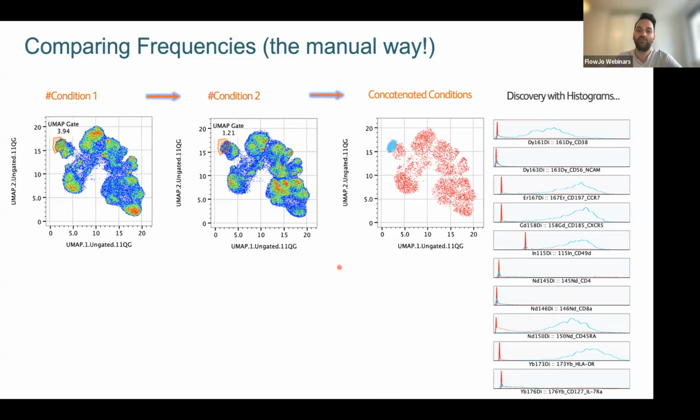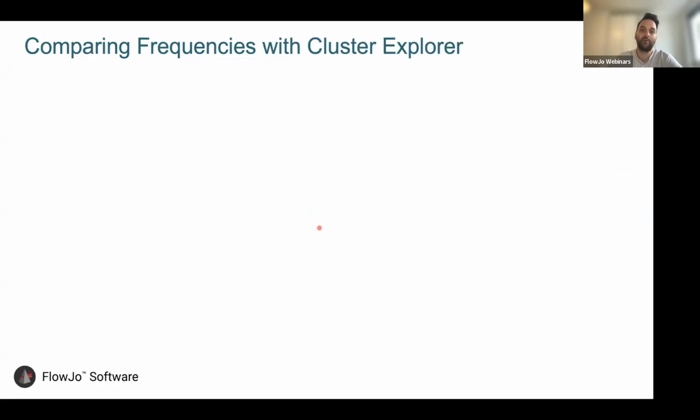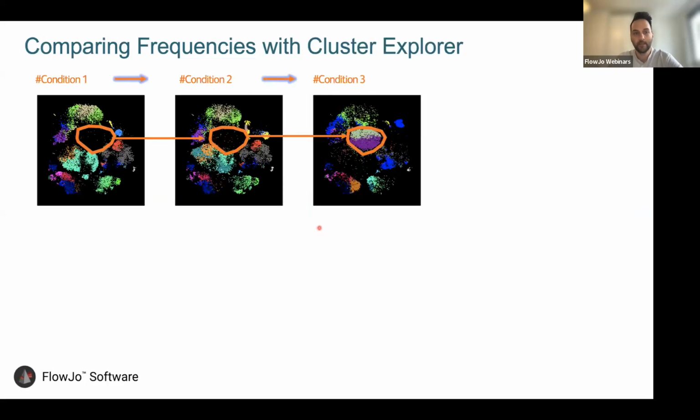But there is a much easier way to very quickly trim down the differences. And this is using the Cluster Explorer heat map window. So again, let's say we have 3 conditions, and in condition 1 we have absence, and condition 2 as well, and in condition 3 or time point 3 we have those 2 different clusters.